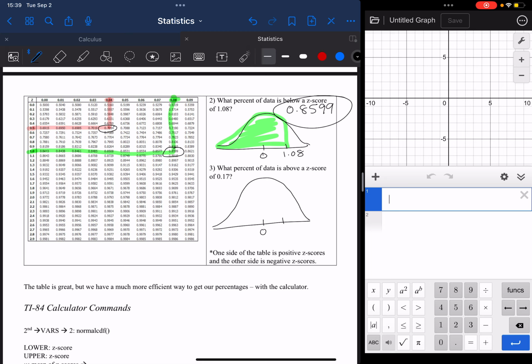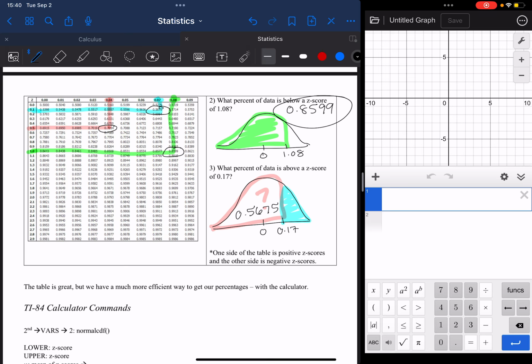So here's 0, here's 0.17, and I want everything above, which means I'm looking to the right. However, this table over here only knows the left side. It only knows this part. So I have to first find that. So in order to do that, we have to find the left side first. Okay, so we're finding the area to the left of 0.17. So here is 0.1, here is 0.07. Where they intersect would be the area to the left.